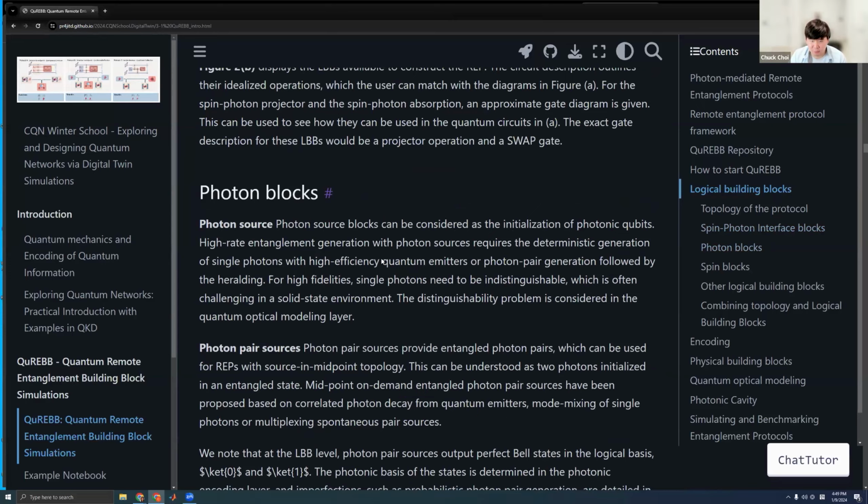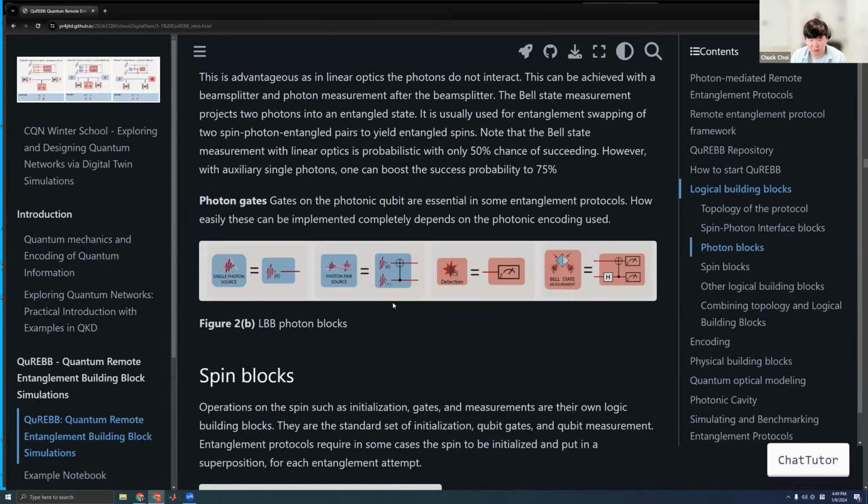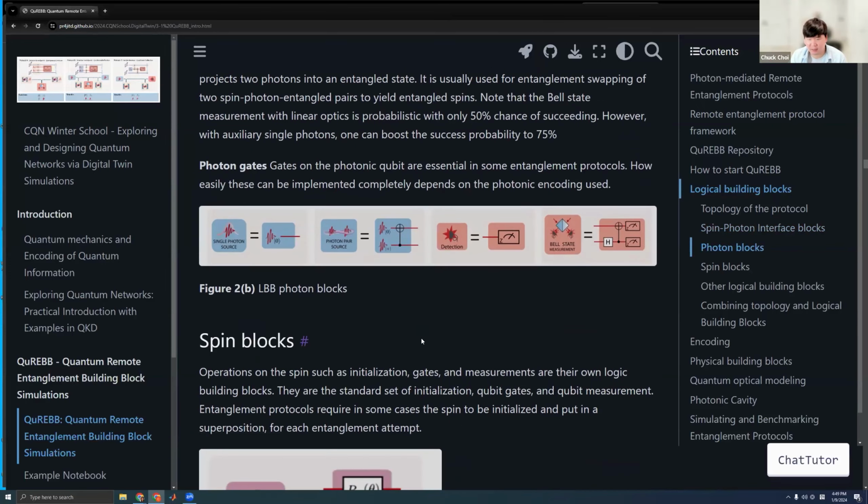We can also make the photon blocks with these logical building blocks. These are rather trivial. I'm not going to go through the details, but for example, if we have a single photon source, we can think of it as the initialized state of the photon, which is in a simple line. We can think about a photon pair source, which is shown here. We can also do the detection in the GHZ basis or the Bell-state measurement by configuring the circuit in this way.